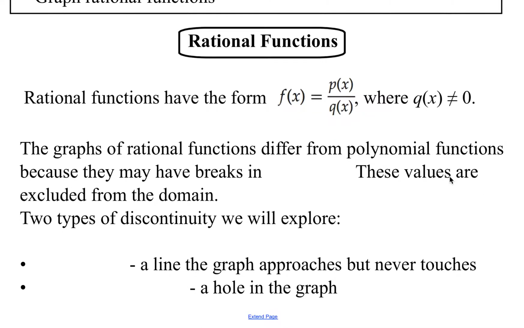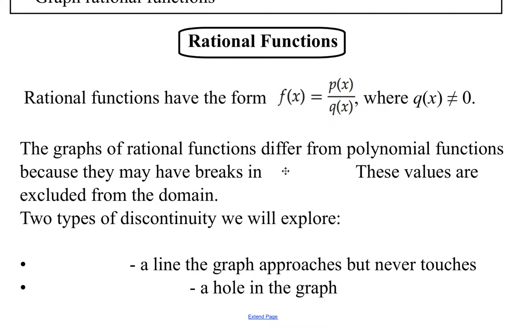So first of all, what is a rational function? A rational function is just a function that has this form where we have two functions that are divided by each other. A simple way of saying that is a rational function is a function that is a fraction, where both the numerator and denominator are functions. And the one restriction is we can never divide by 0, so the denominator function can never equal 0, so we'll find some limitations there.